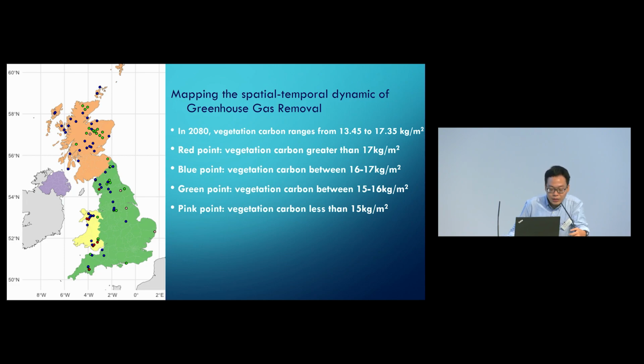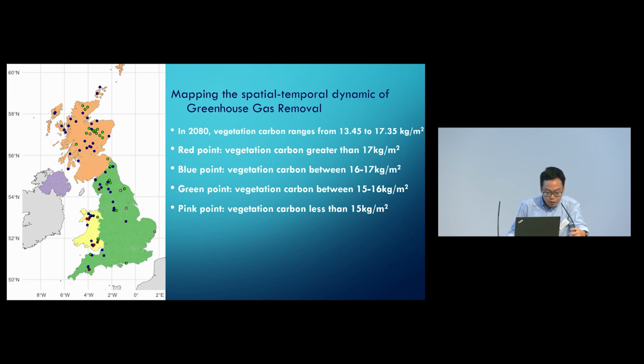So this is the spatial dynamic of the greenhouse gases removal across the UK. You can see that the red point shows the highest efficiency of vegetation carbon accumulation, which is only a few points over 17 kilograms per meter. Some points are located in Wales and also one point in northern England.